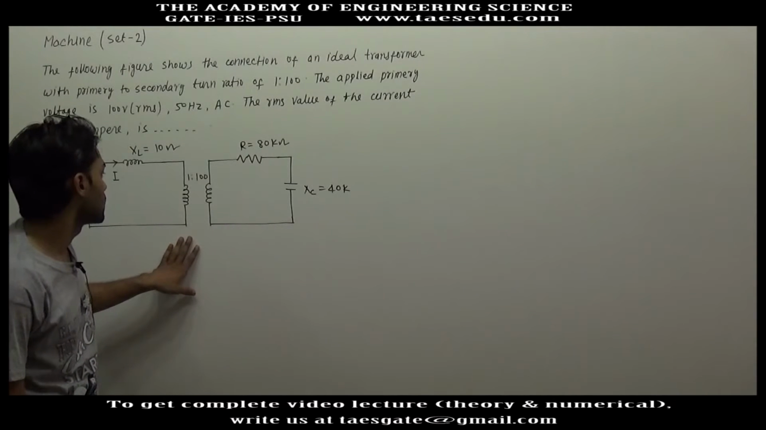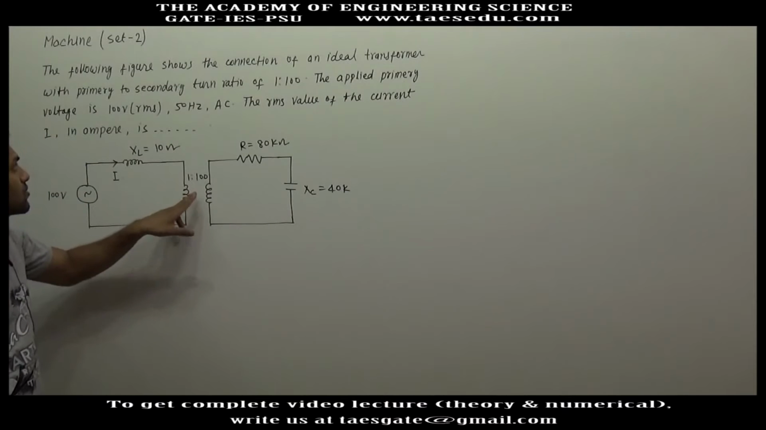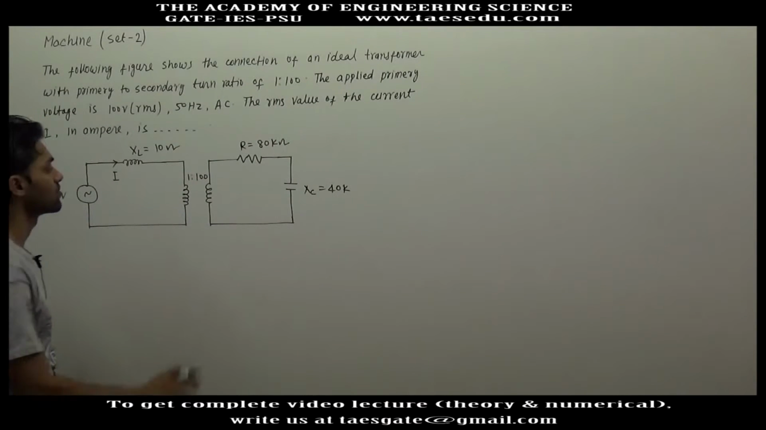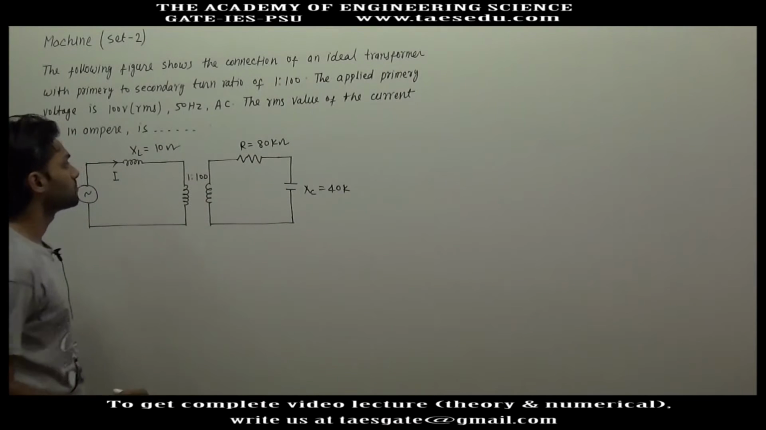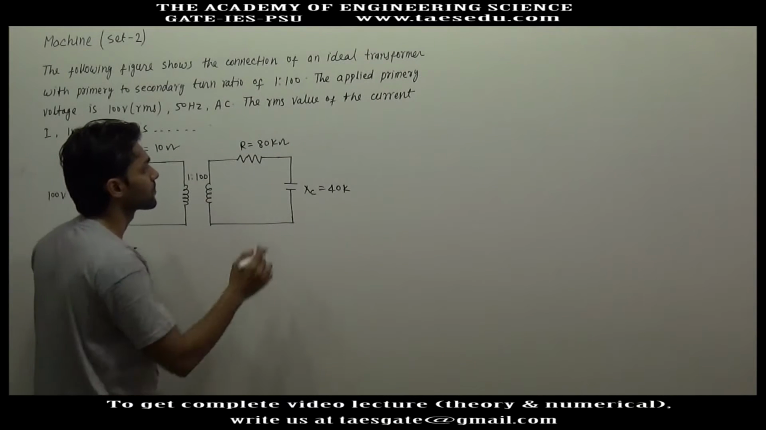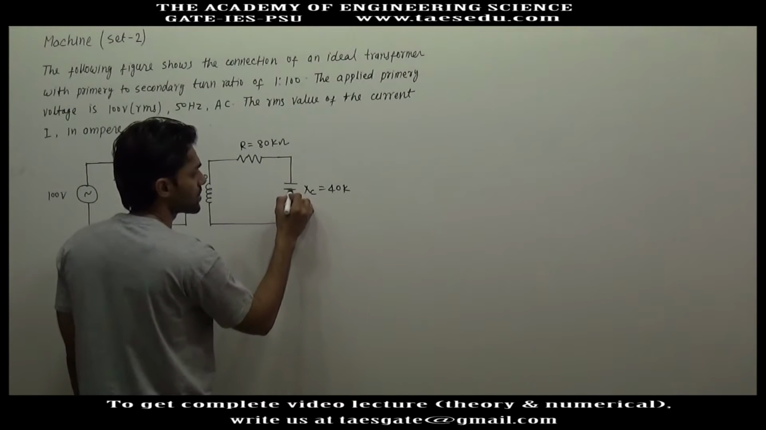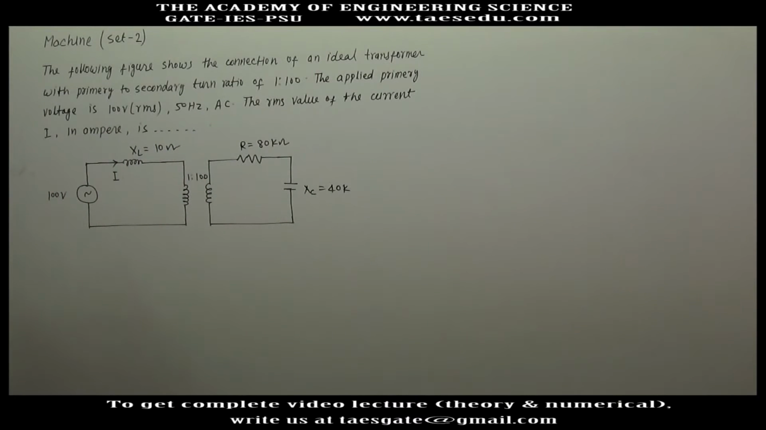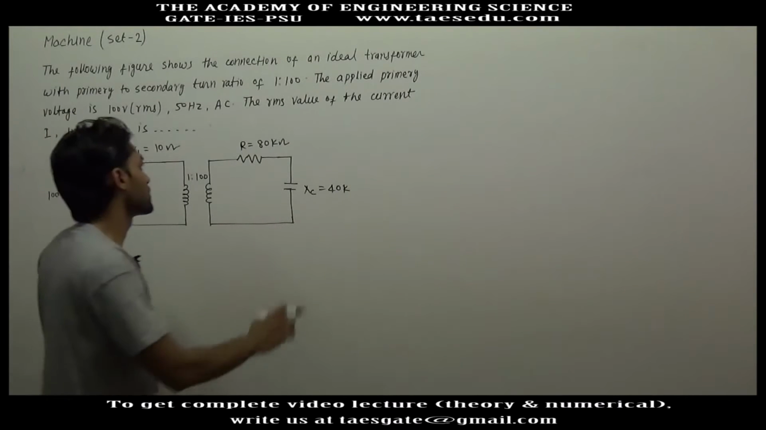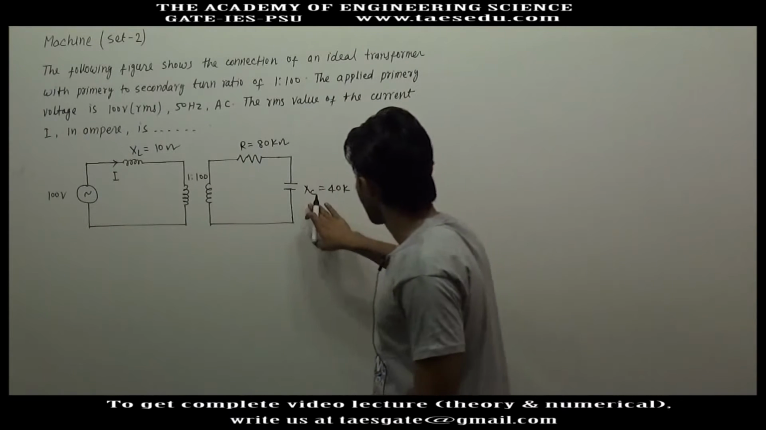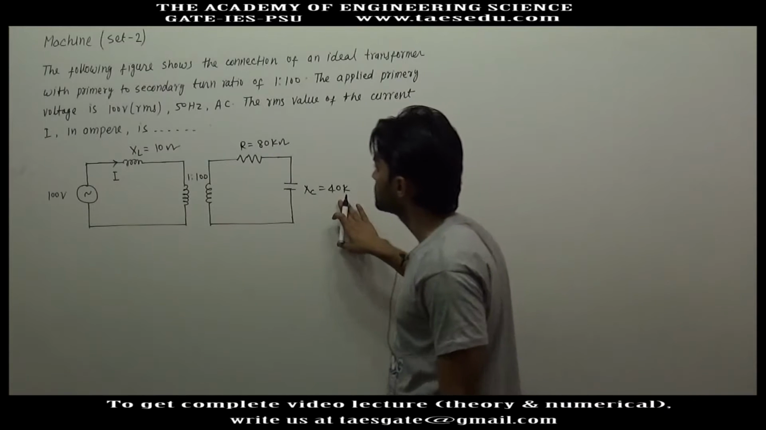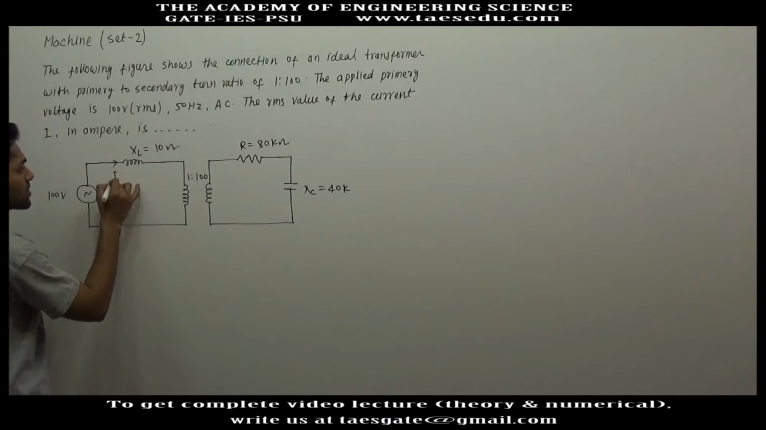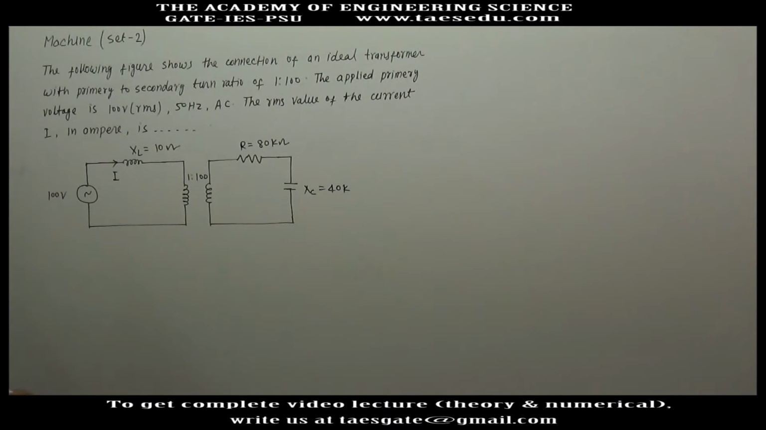In this single phase transformer, the turn ratio is given as 1 by 100. The primary to secondary turn ratio is 1 by 100. In the secondary, a resistance and a capacitance are connected. The value of resistance is 80 kilo ohm and the capacitive reactance is 40 kilo ohm. So in this transformer we have to find out the RMS value of this current I.